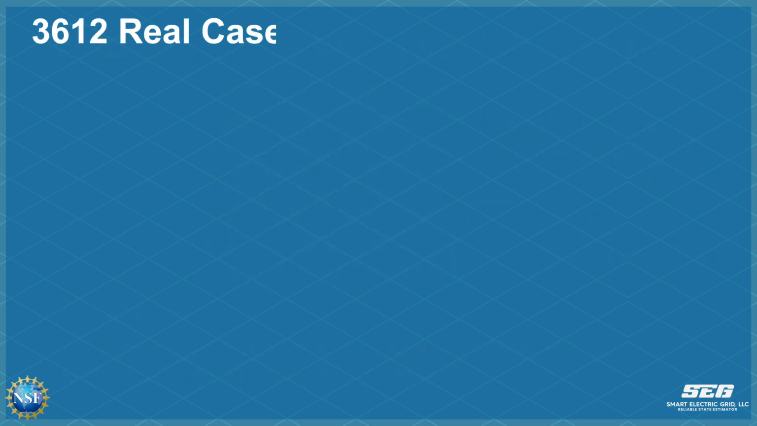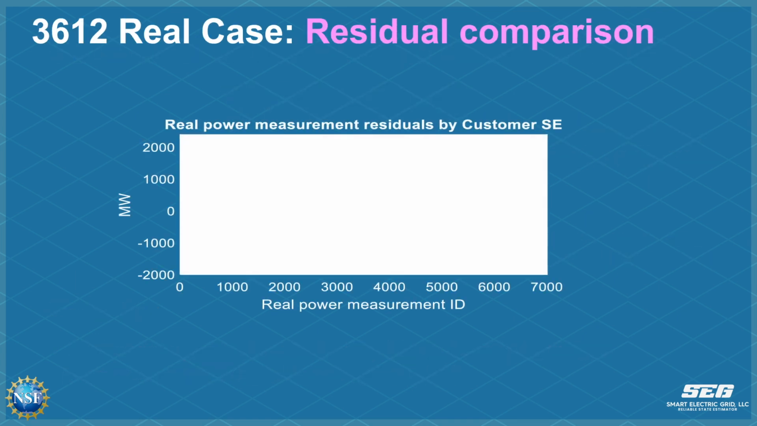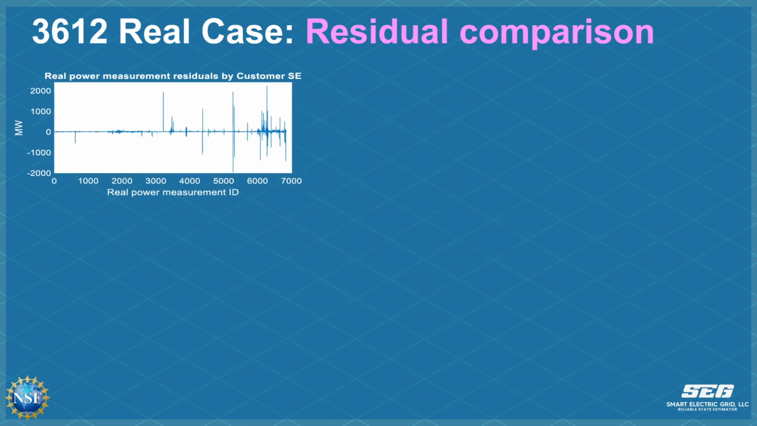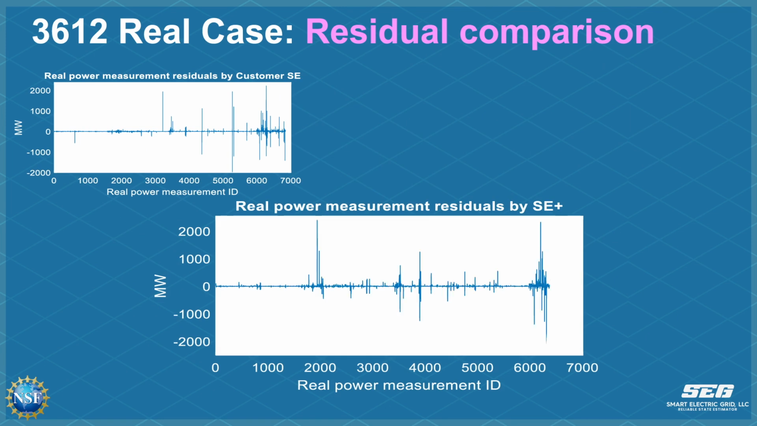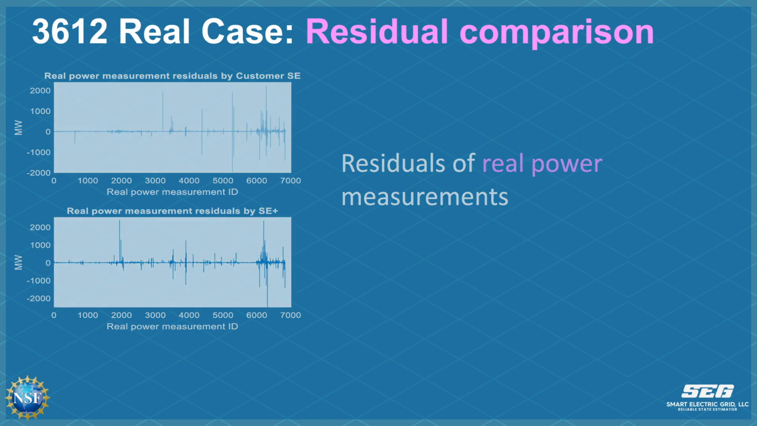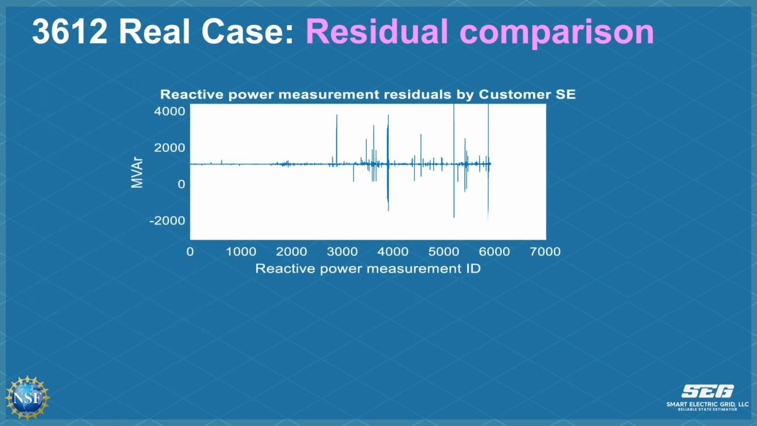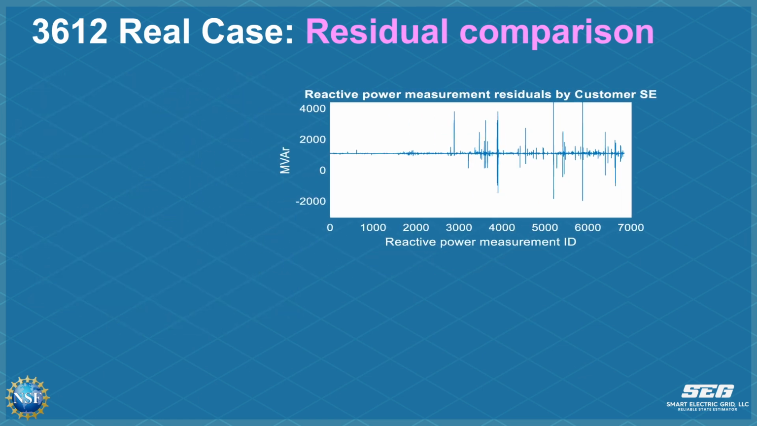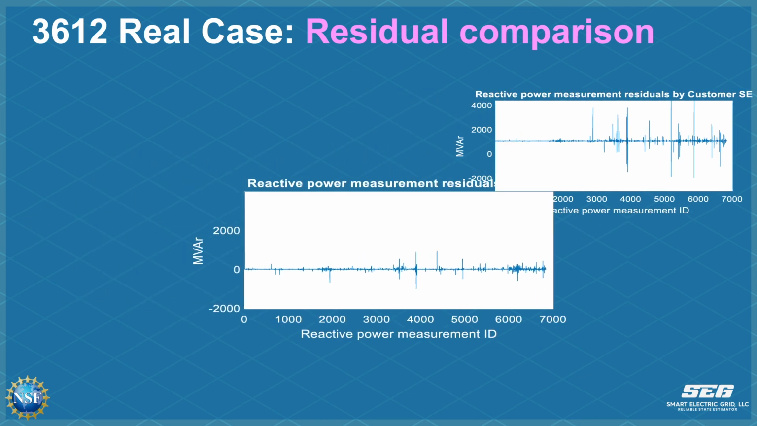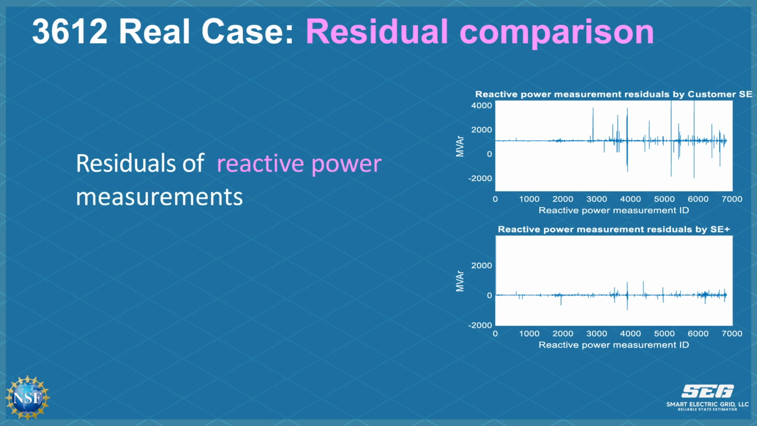We also compared the residuals of real power and reactive power measurements between the customer's weighted least square state estimator and SE+. It was observed that due to the accurate voltage solution, SE+ obtained smaller residuals for both real power and reactive power measurements. Especially, SE+ obtained much smaller residuals for reactive power measurements than the weighted least square state estimator.